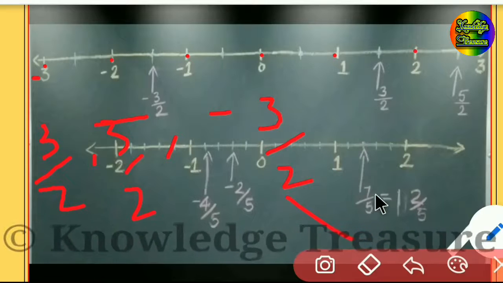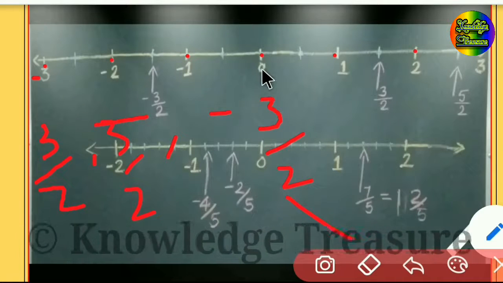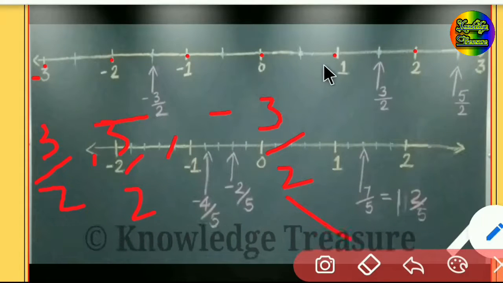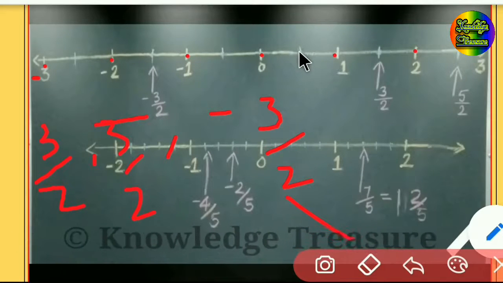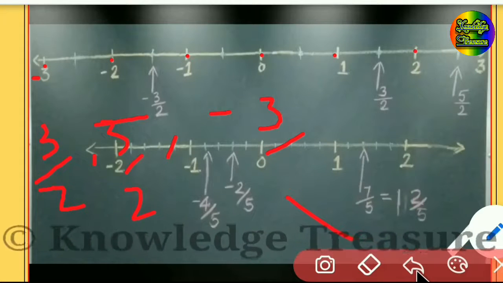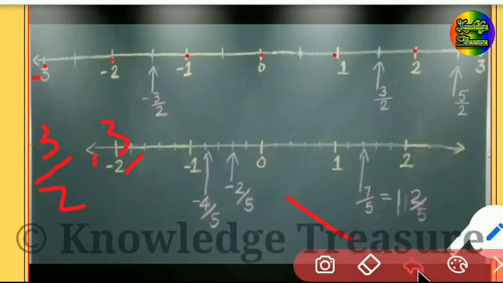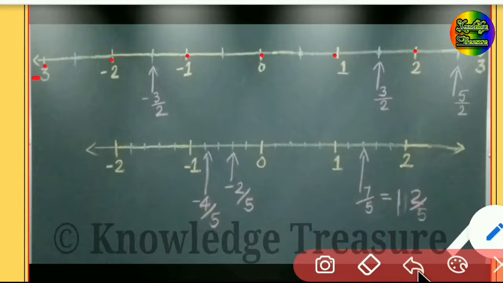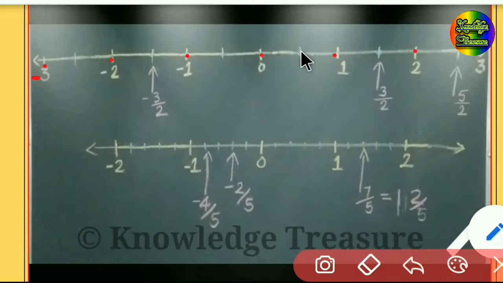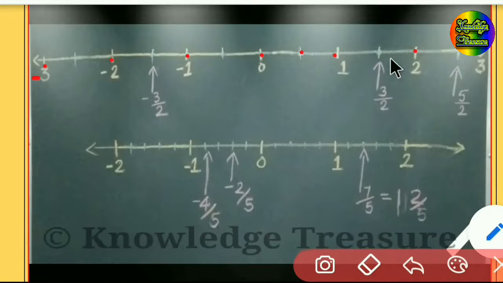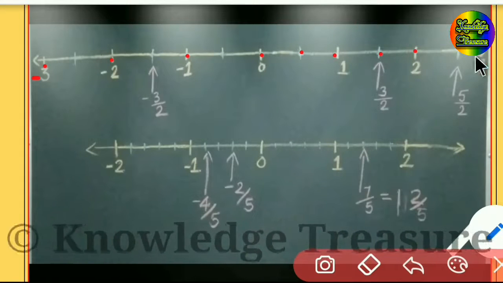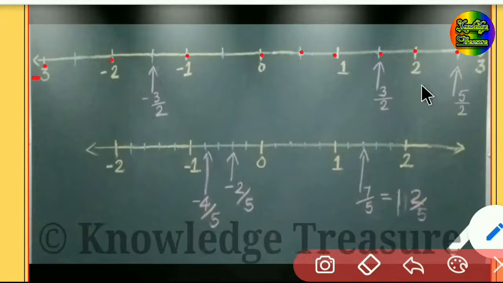So, what we can conclude? Each unit, that is from 0 to 1, this is 1 unit. Each unit is divided into how many parts? 2 parts. So, let us do first that one. Every part is divided into 2 parts. Now, from 0 to 1, it is divided into 2 equal parts. 1 to 2, again it is divided into 2 equal parts. 2 to 3, again it is divided into 2 equal parts.